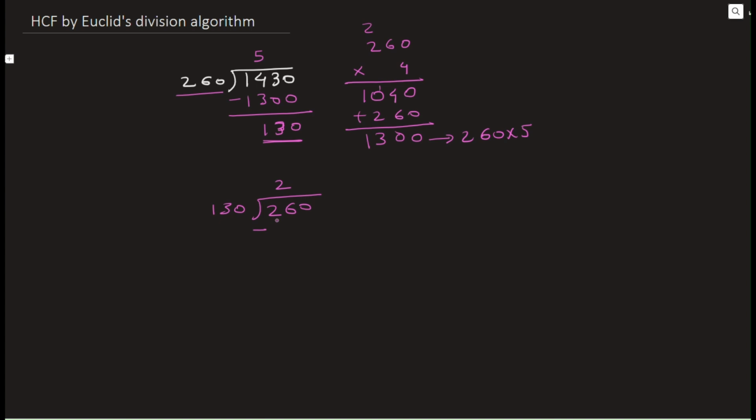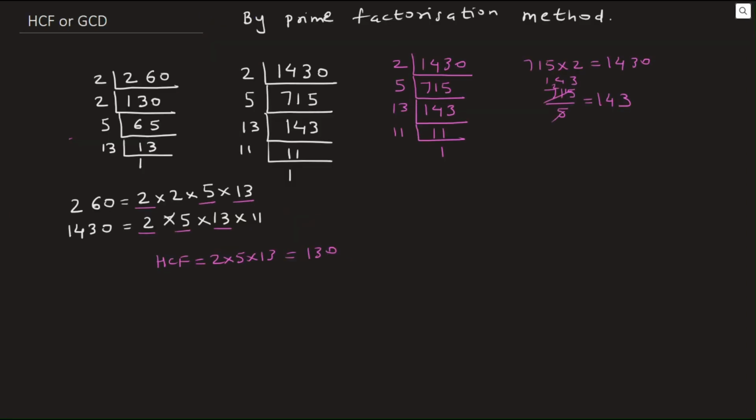I multiply 2 with 130, and subtract 260, the product, from this dividend. The remainder is 0. So the HCF is the divisor in that step where the remainder is 0. Here the remainder is 0, so this is the HCF of the two numbers. I can also find out the HCF of these two numbers, 260 and 1430, by the common division method. So that is just another way of finding.